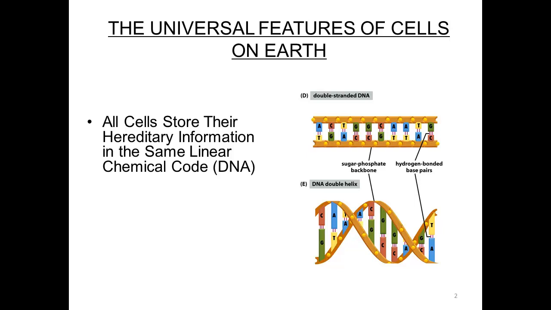First major point is that DNA is the linear repository of information that guides the development of all organisms. The biological code, equivalent to the ones and zeros used in computers, is the four bases A, C, T, and G.